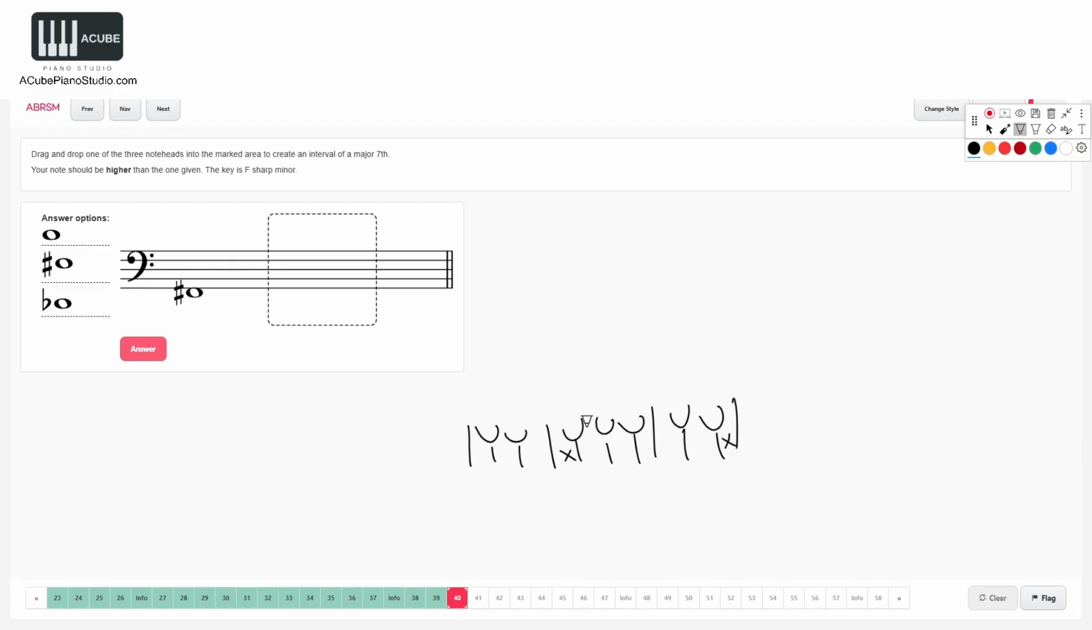But now because I have F sharp, so therefore I will need to be at this note here, which is E sharp, in order to be major 7th. So in other words, in order to get major 7th, I need E sharp because it needs to be here to have the interval of major 7th.